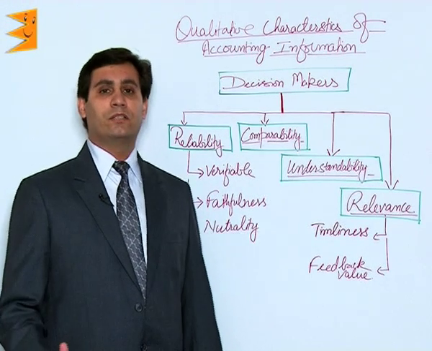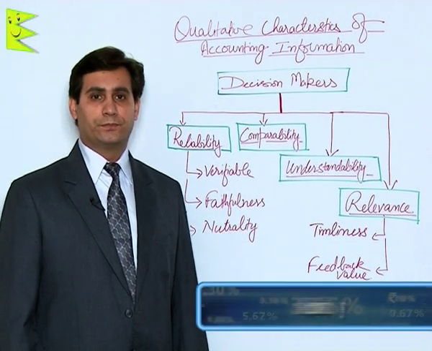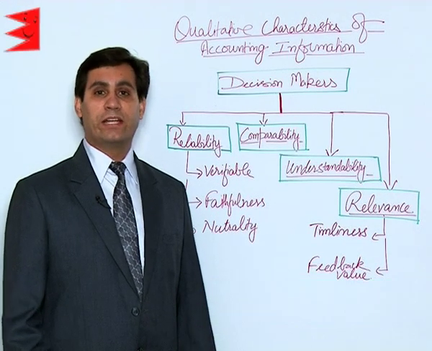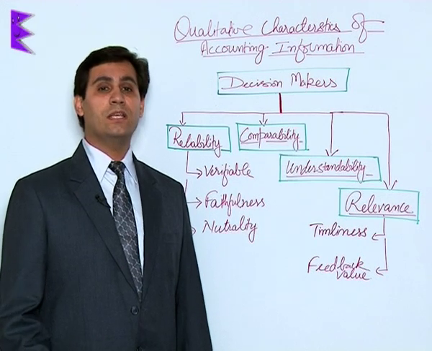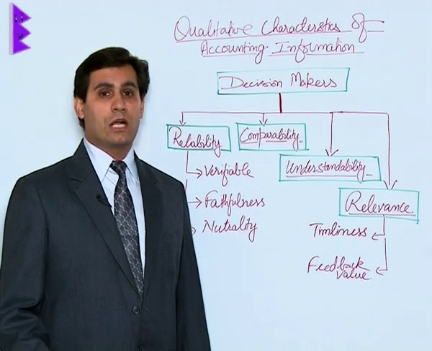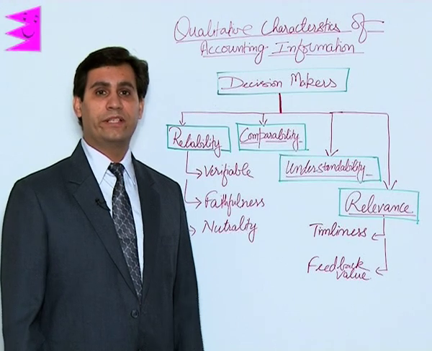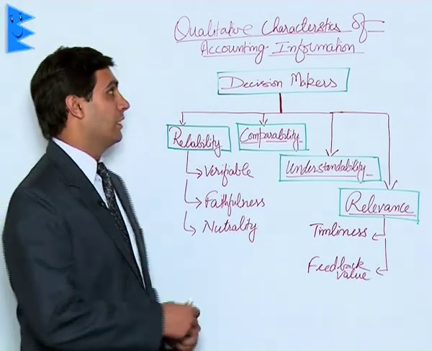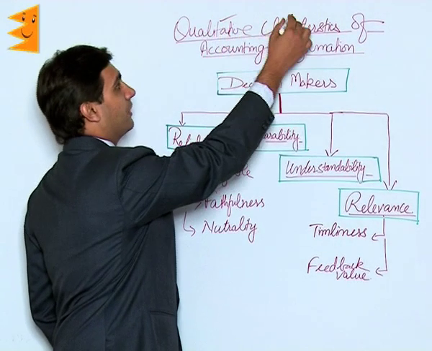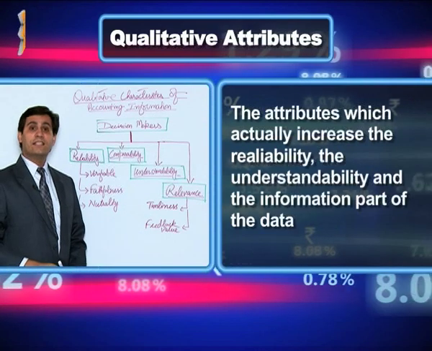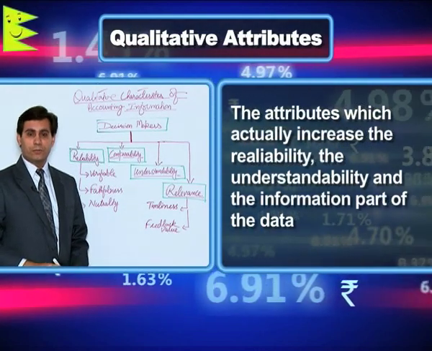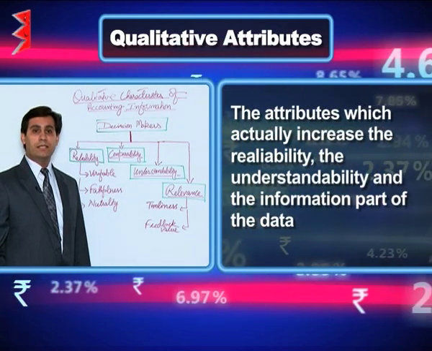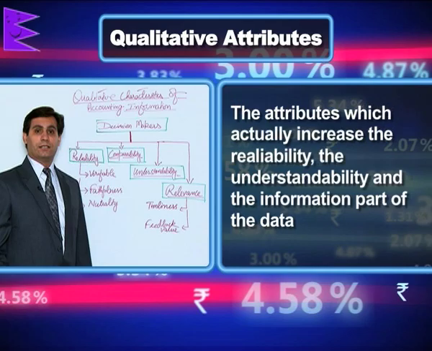Students, accounting conveys a lot of economic information. Now, most of this information is in terms of figures and data. So, there has to be a quality about it. So, accounting information has certain qualitative characteristics also. Now, what do we understand by qualitative characteristics? Qualitative characteristics are the attributes which actually increase the reliability, the understandability and the information part of the data.